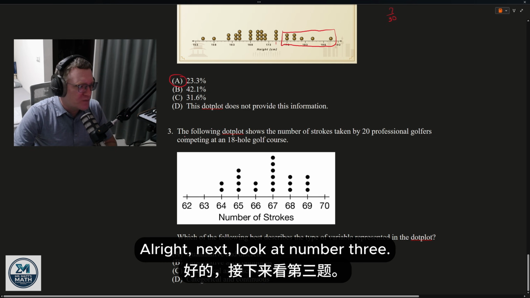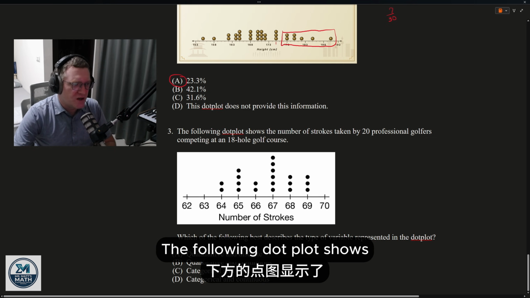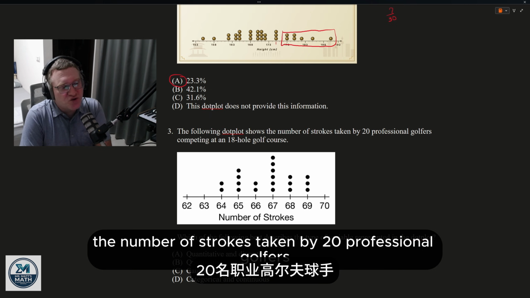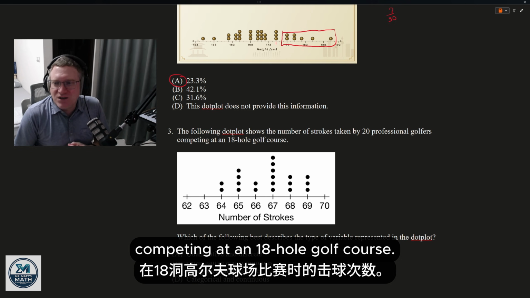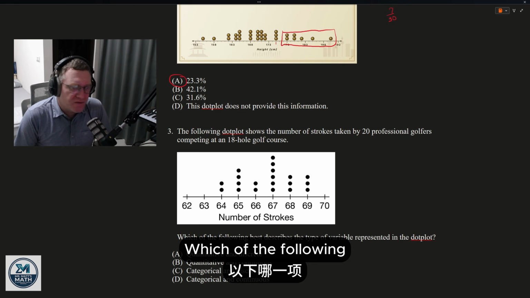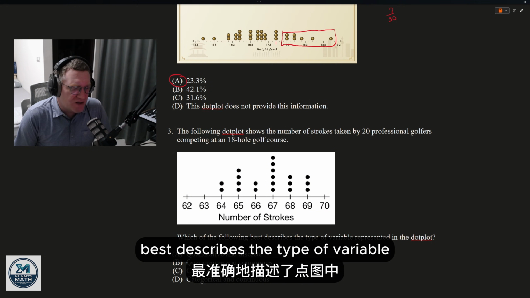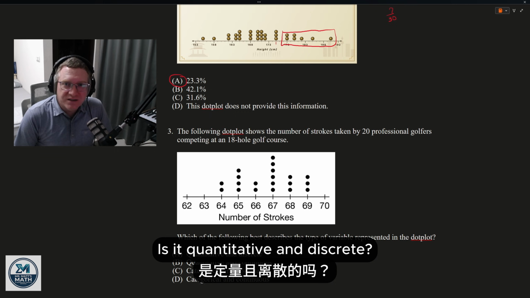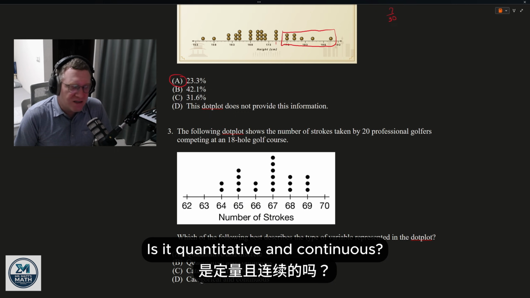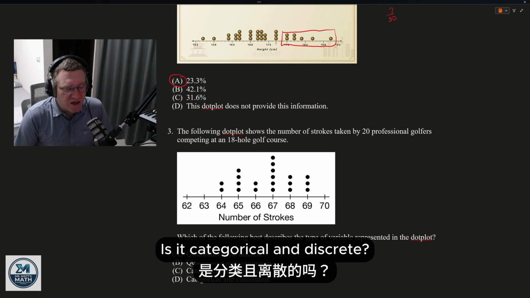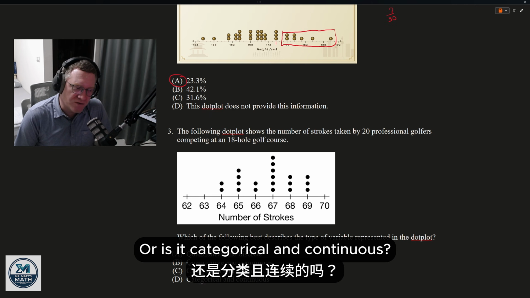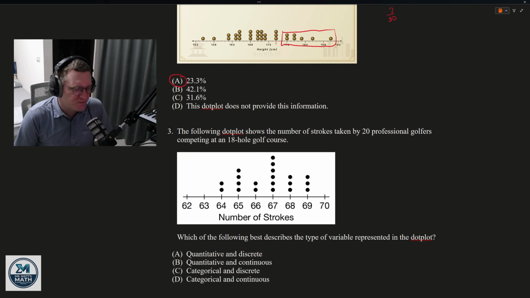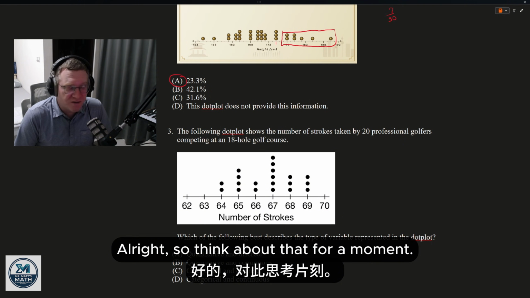All right, next, look at number 3. The following dot plot shows the number of strokes taken by 20 professional golfers competing at an 18-hole golf course. Which of the following best describes the type of variable represented in the dot plot? Is it quantitative and discrete? Is it quantitative and continuous? Is it categorical and discrete? Or is it categorical and continuous? All right, so think about that for a moment.